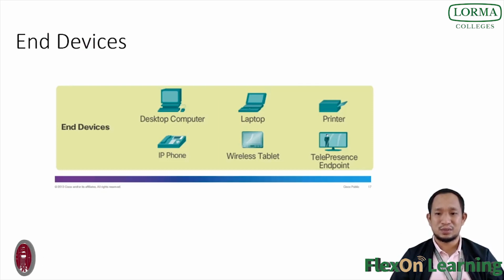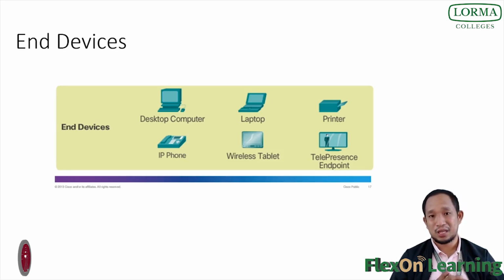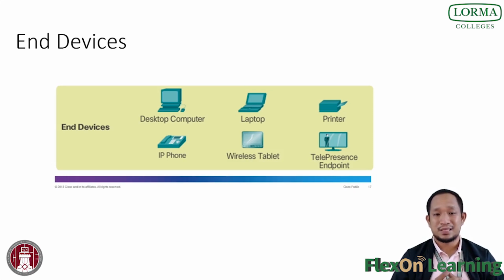In our devices, we have parts. One of which is end devices. End devices are the ones being utilized mostly by us. Examples are, of course, our desktop computer, laptop, majority of what we're using right now, printer, network printer, IP phones. Mostly IP phones are utilized in a call center. Wireless tablet, I think some of you have it, and of course, telepresence endpoint. So these are the end devices that we have.